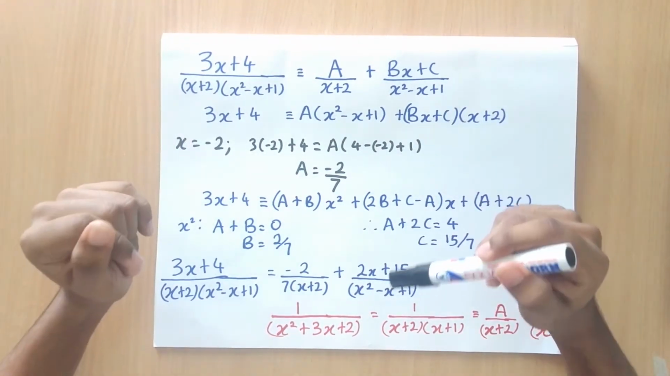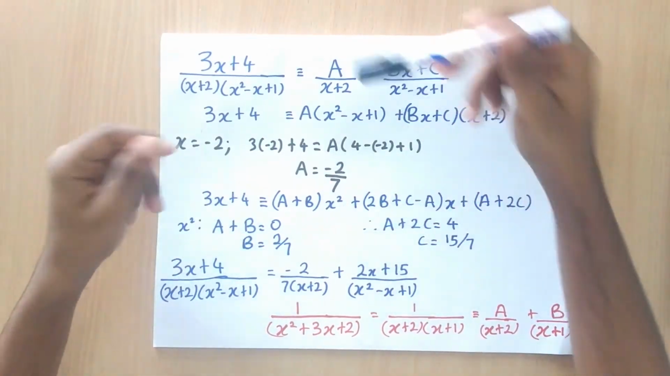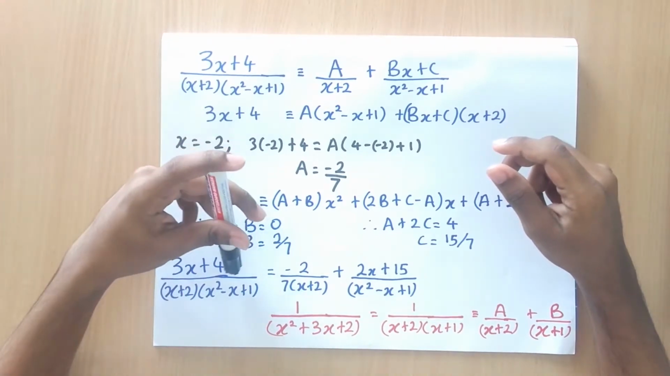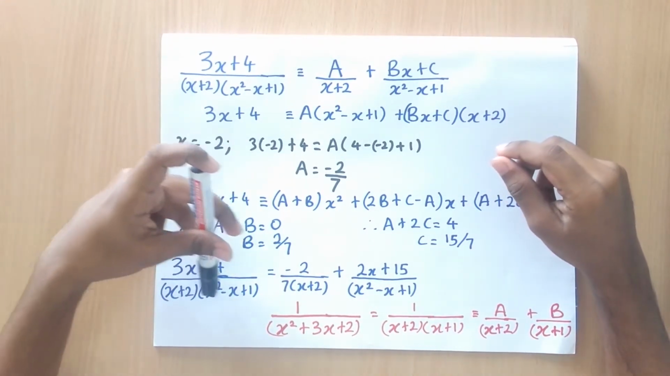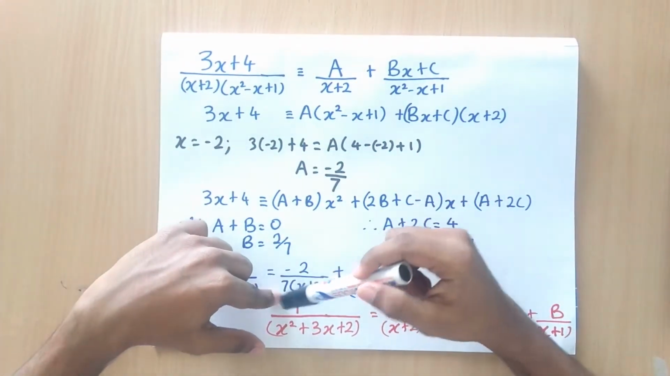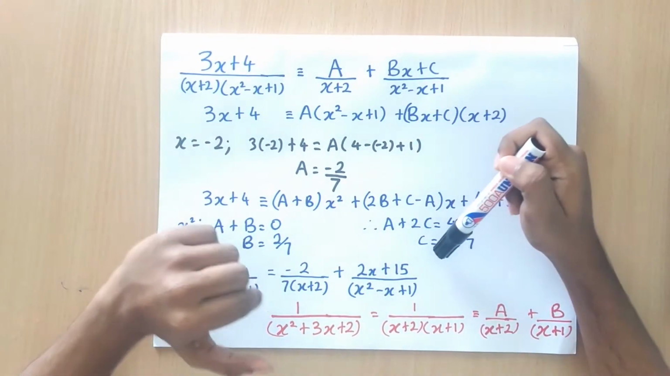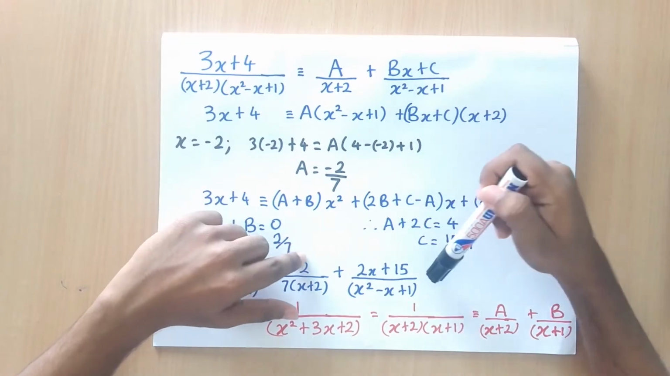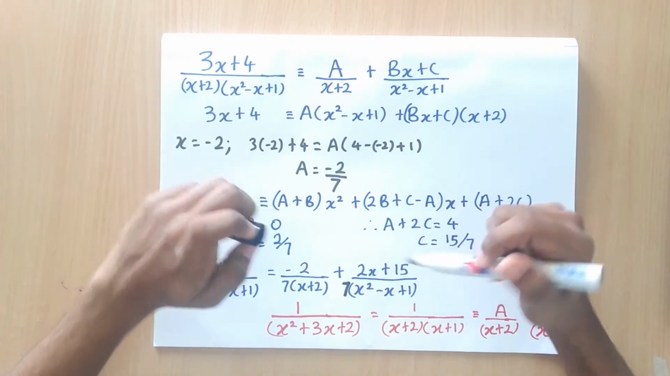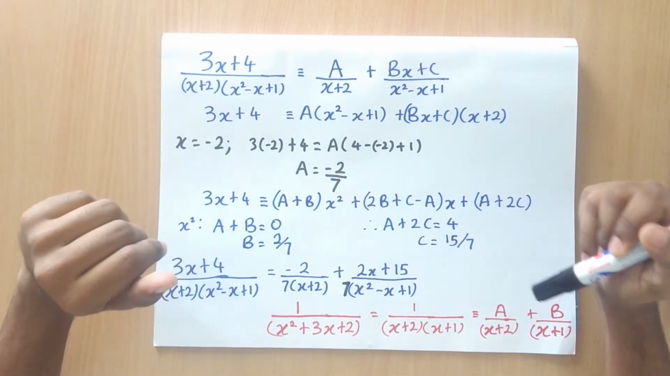Now we have the values of a, b and c. So we simply substitute it into the initial equation. That will give us 3x plus 4 divided by x plus 2 into x squared minus x plus 1 equals minus 2 over 7 divided by x plus 2 plus 2x plus 15, 7 is common here, into x squared minus x plus 1. So this is the final answer.